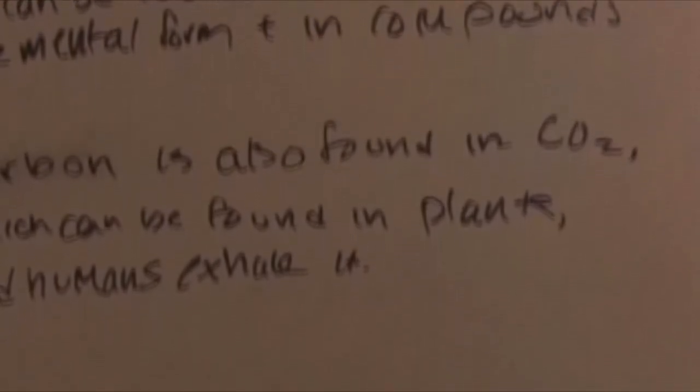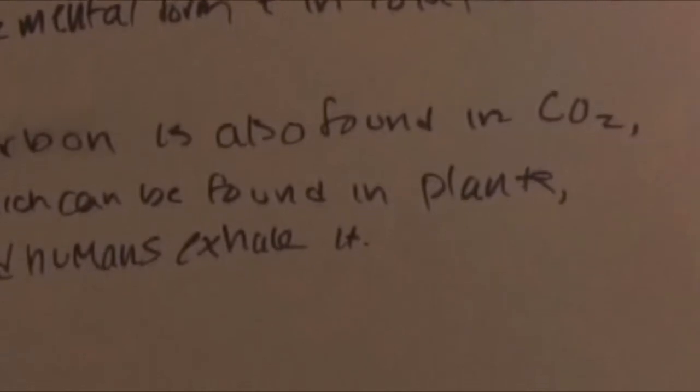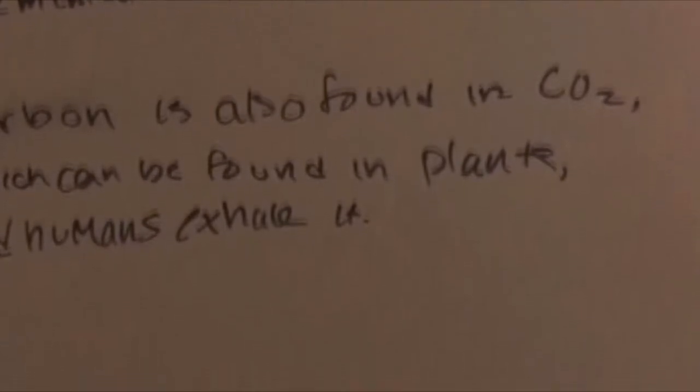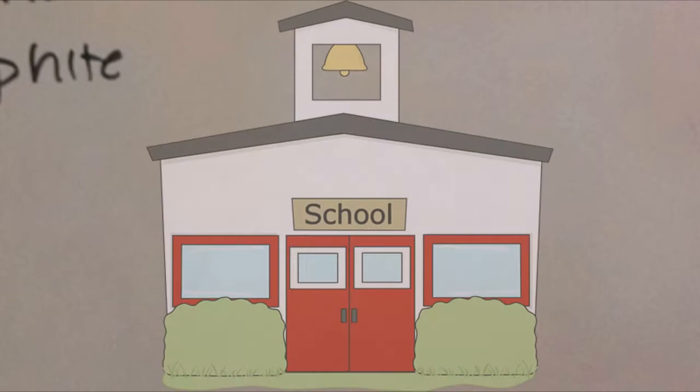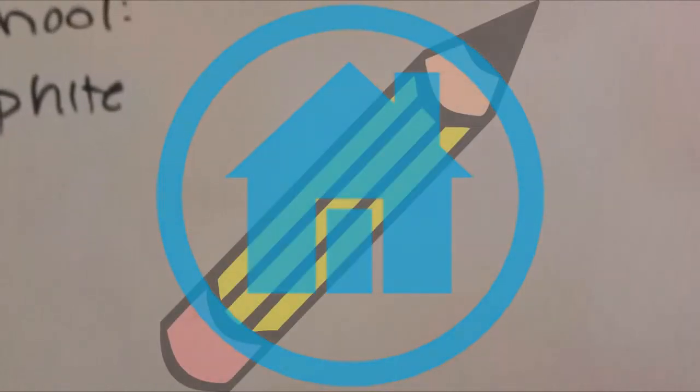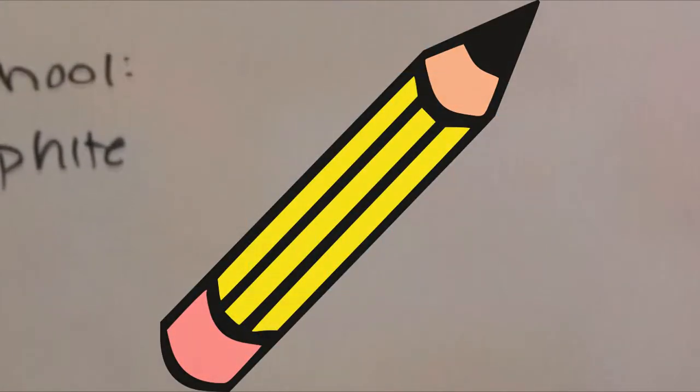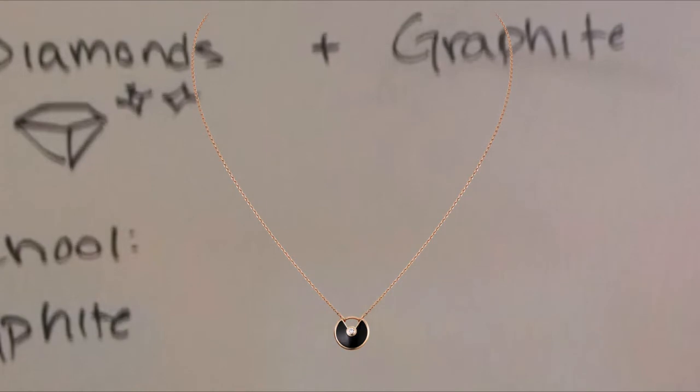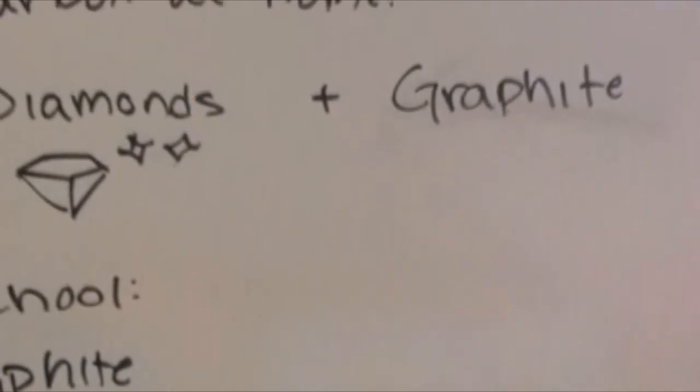Carbon is also found in carbon dioxide, which can be found in plants, as well as humans exhaling it. In school, as well as home, you would find graphite in your pencils, an allotrope of carbon. At home, you may find that another allotrope of carbon are diamonds, which will be a person's jewelry, such as a wedding ring or a necklace.